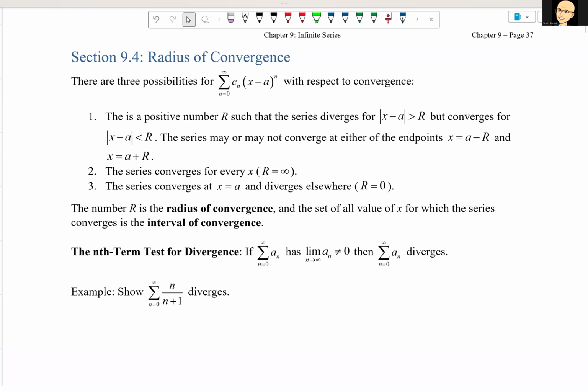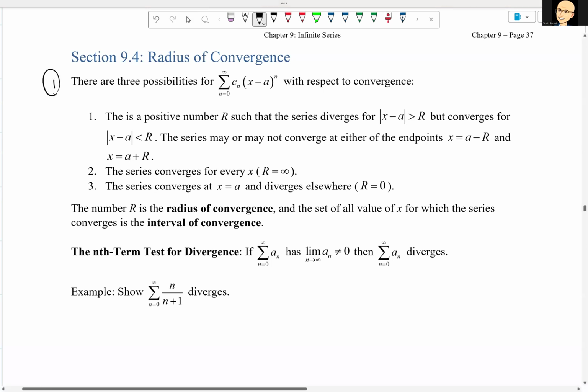Here's the lecture notes for section 9.4, radius of convergence. We're going to cover a lot in this particular section. I'm going to go through minimal samples. What really needs to be done is you need to do lots and lots of practice problems to get the ideas down. Idea number one is that there's this thing called a radius of convergence.